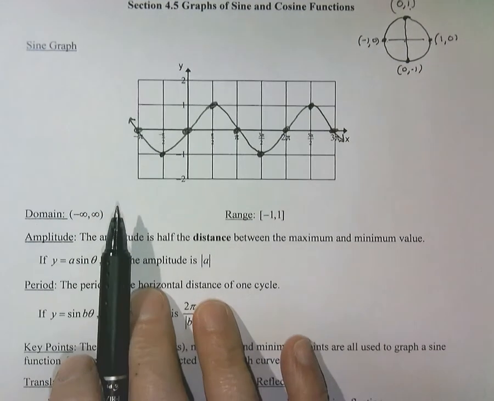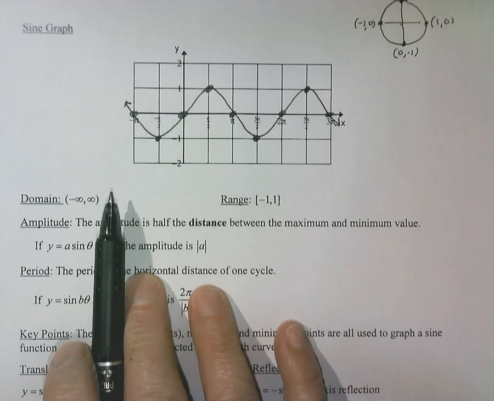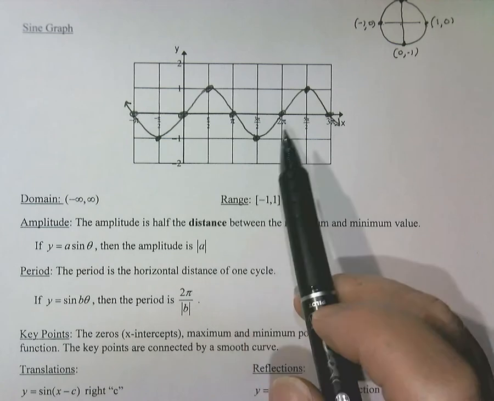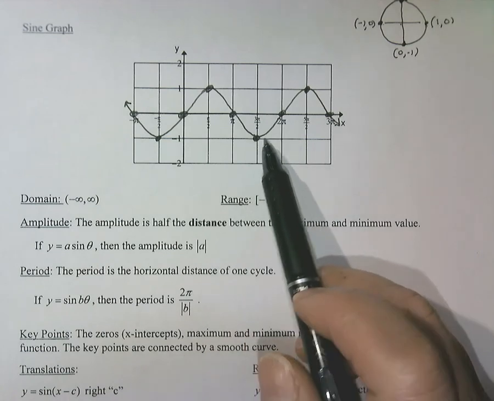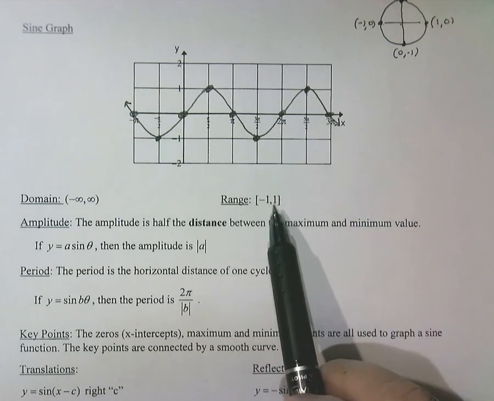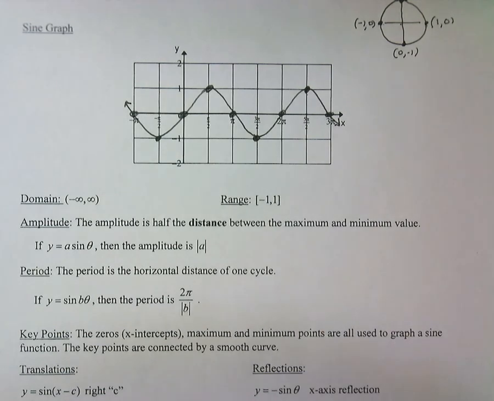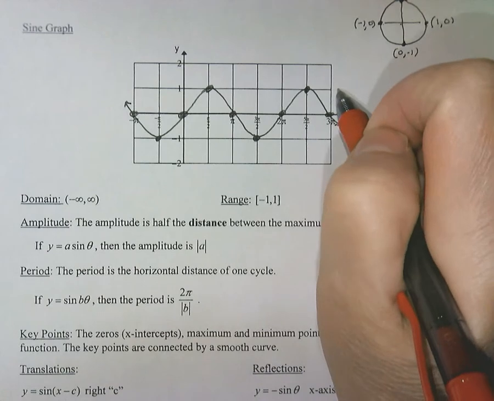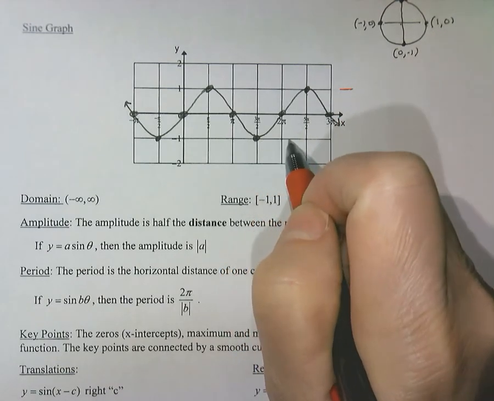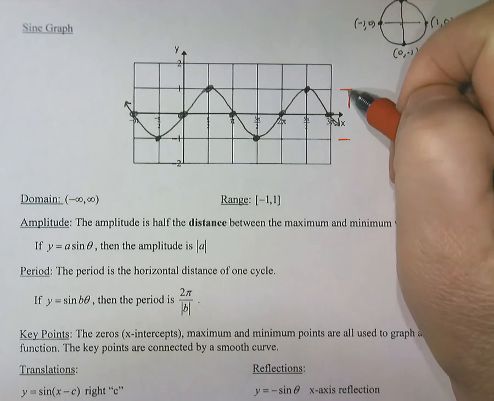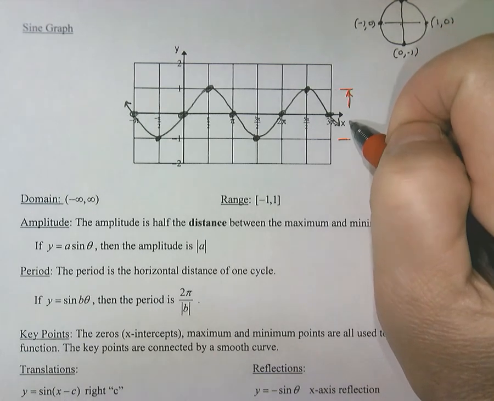I'm putting arrows on it because it does continue to go. So the domain on this is going to be all real numbers. It just keeps going right and left forever. But the range, the sine graph does not ever go below negative 1 or above a positive 1. So that's why the range is negative 1 to 1, and it includes them. When we're talking about an amplitude, we're talking about the maximum, which is here, the minimum, which is here, and half that distance is the amplitude.